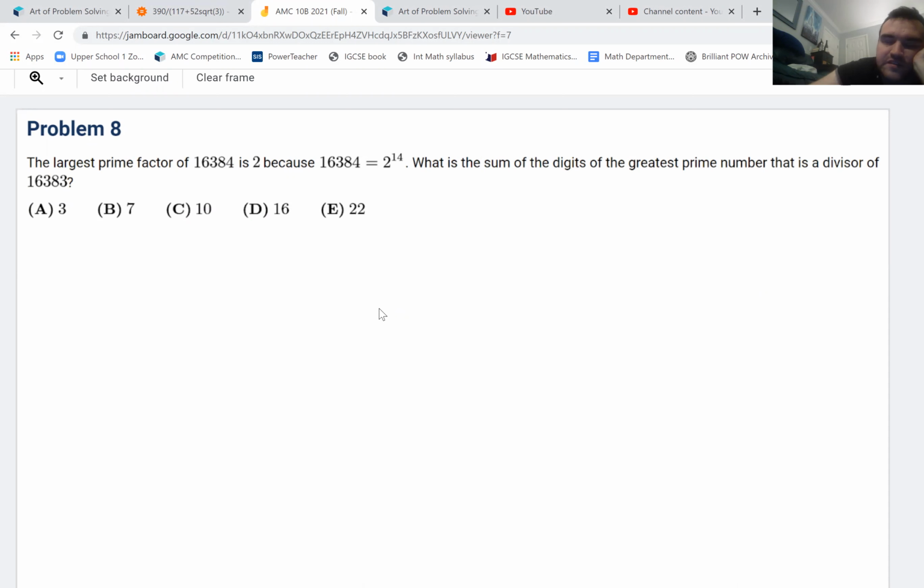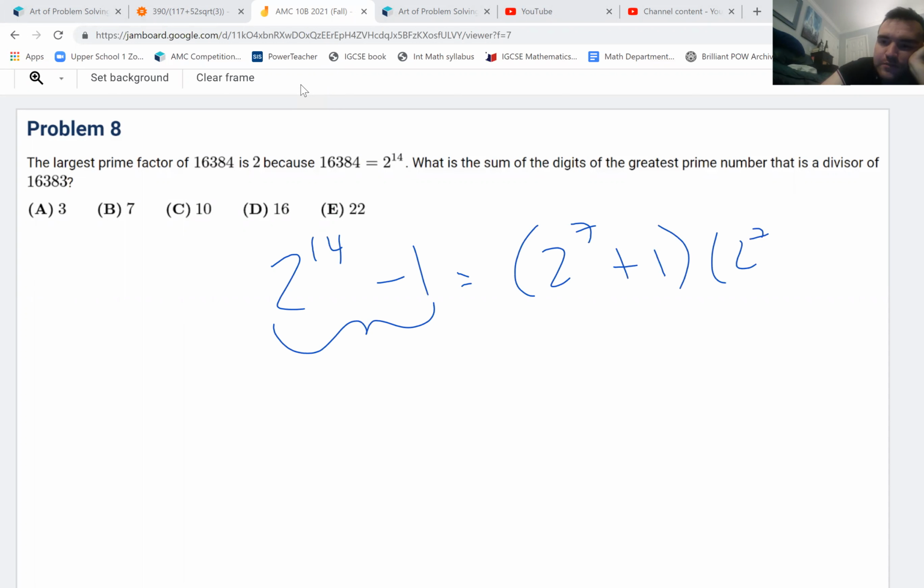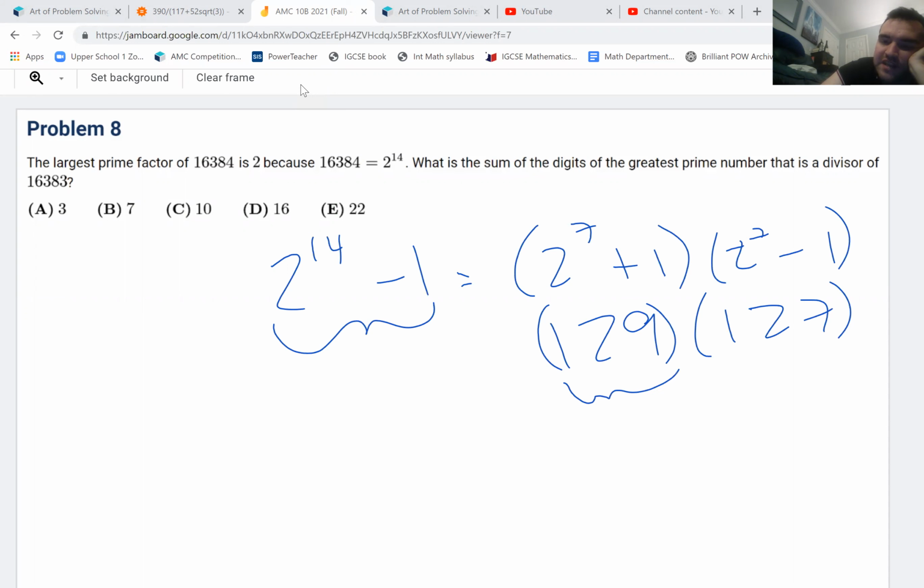Well, the quickest thing to notice is that 16,383 is equal to 16,384 minus 1, or 2 to the 14th minus 1, right? So we're looking for the largest prime factor of that number. But notice that it can be written as 2 to the 7 plus 1 times 2 to the 7 minus 1. 2 to the 7 is 128, so we're looking at 129 times 127. Now, I know that 129 is not prime because 1 plus 2 plus 9 is 12, which is divisible by 3.